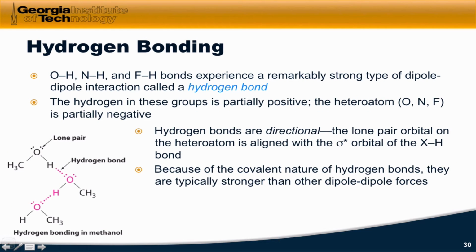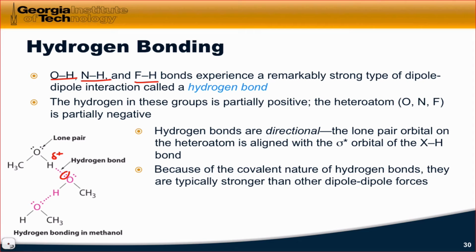Hydrogen bonding is a special type of dipole-dipole interaction that occurs between OH, NH, and FH bonds. A lone pair on, say, oxygen interacts with the positive end of an OH bond dipole. And believe it or not, there's actually a covalent component here. The sigma star orbital associated with that OH bond, which is empty, can overlap with the filled oxygen lone pair orbital, which is why hydrogen bonds are directional.